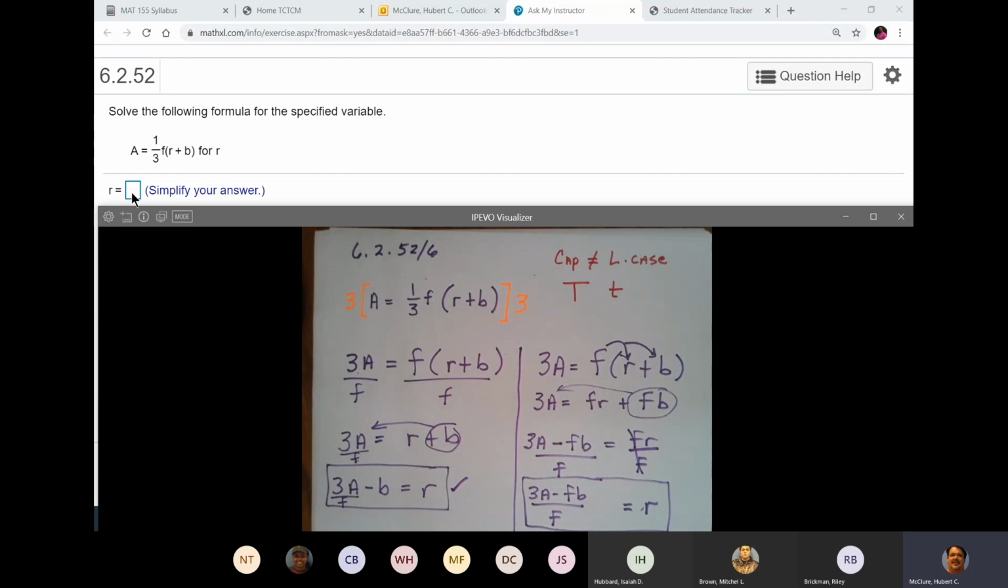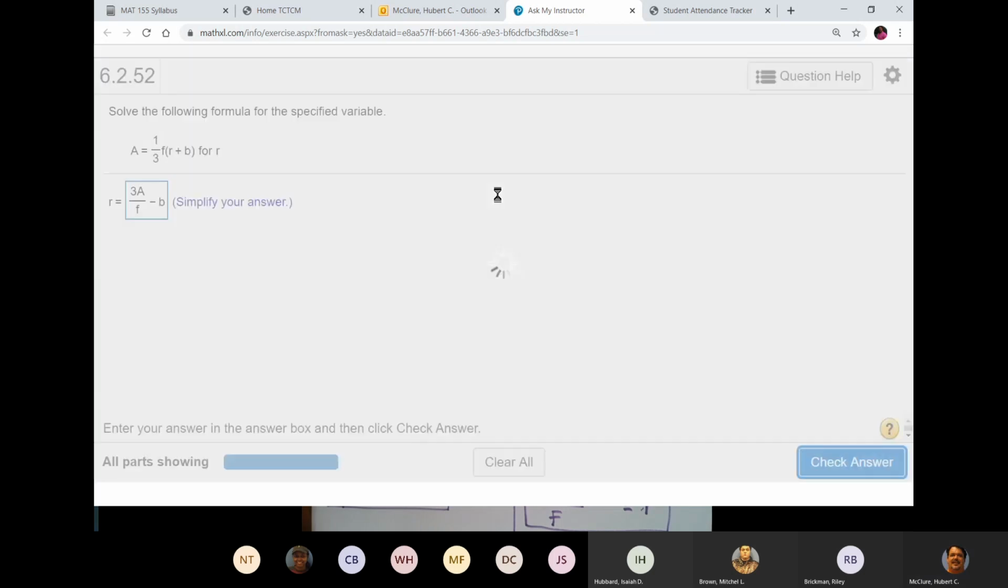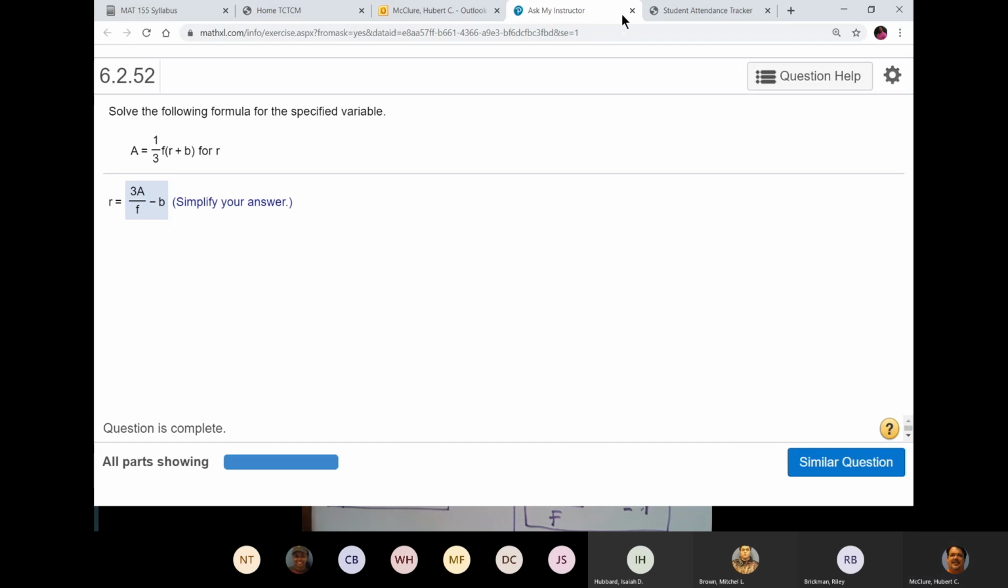So let's see. Fraction 3A over F, right, minus B. Yep. And that is a good test question.